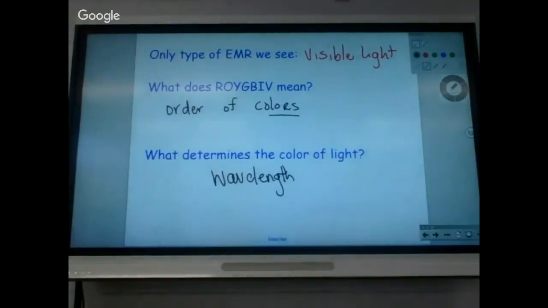Remember, that bottom part, they just blew it up because it stands for that little skinny part in the middle of the chart. So it stands for the same thing. So if I ask you what color has the longest wavelength? Red. What color has the shortest wavelength? Violet.